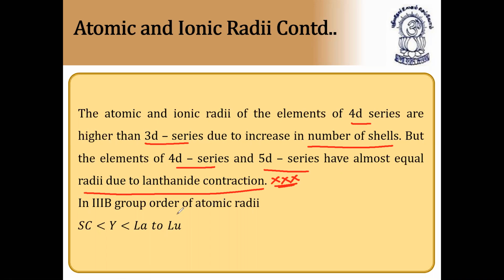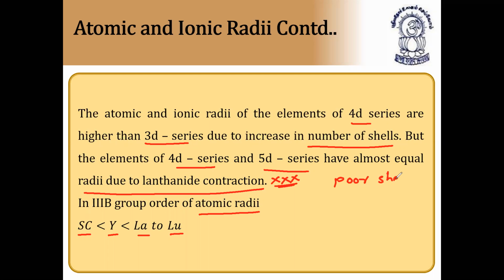In the 3B group, the order of atomic radii is scandium less than yttrium less than lanthanum to lutetium. So when compared to the atomic radius of 3d and 4d, 4d has greater atomic radii than the 3d series elements. But between 4d and 5d, they have almost equal radii due to lanthanide contraction. What is lanthanide contraction? Due to the poor shielding effect of d electrons.